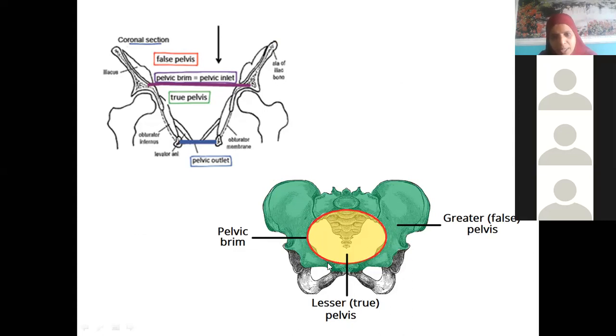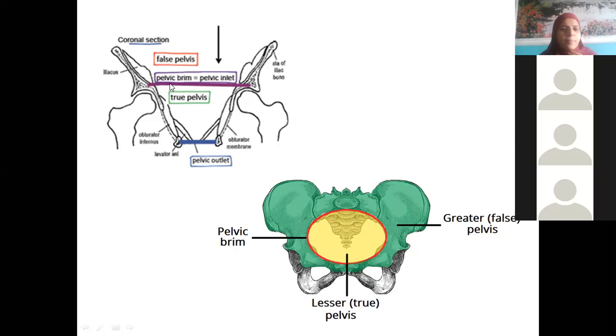Iliopubic eminence. Then we know this point, that is the pubic symphysis. Okay, you continue from here also. You have sacral promontory, then iliopubic eminence, and then come back to the posterior aspect of pubic symphysis. If you draw one line completely like this, this whole thing is called the pelvic brim.